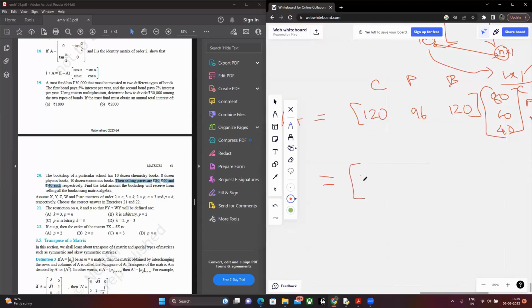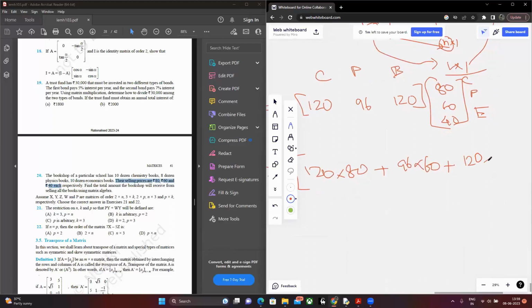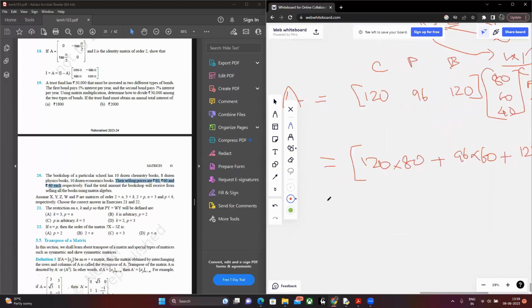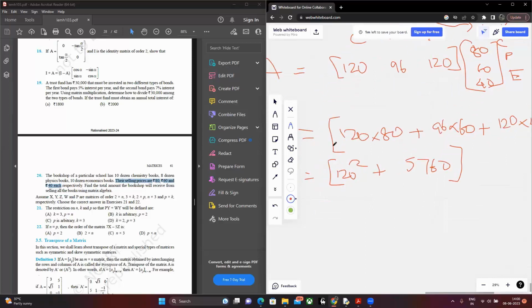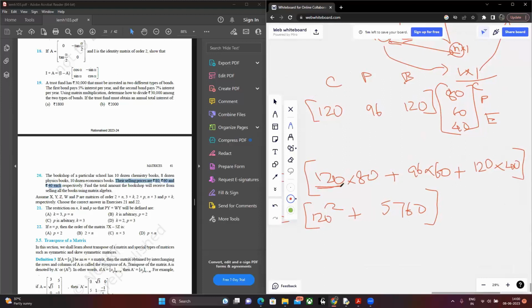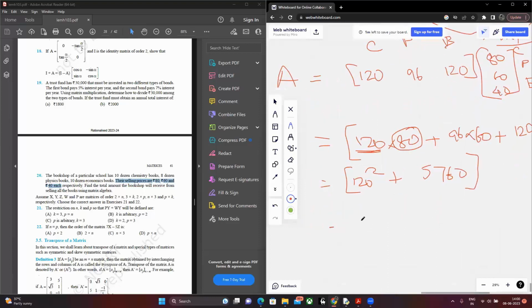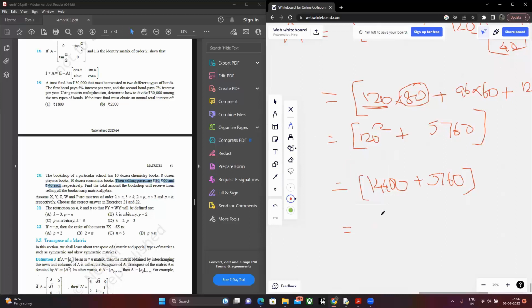This is going to be equal to the 1 cross 1 matrix of 120 into 80 plus 96 into 60 plus 120 into 40. This is basically 120 squared plus 96 times 60, which is going to be 5760. And I've written 120 squared because it is 120 times 80 plus 40, that is going to be 120 times 120, that's 120 squared, which is going to be 14400 plus 5760, as a singleton matrix, which is going to be 20160.